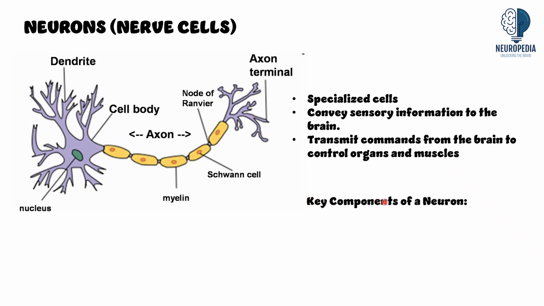Key components of the neuron. First is the cell body. The cell body is the central part of the neuron. So here, this one, that contains a nucleus and other organelles. This cell body processes incoming signals that come from another neuron and generates outgoing signals.